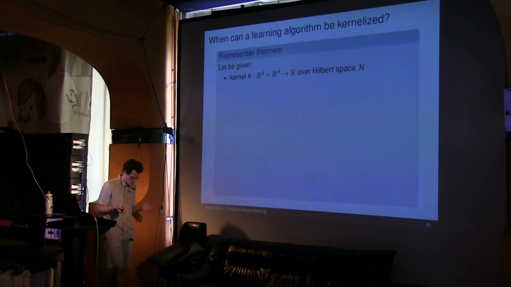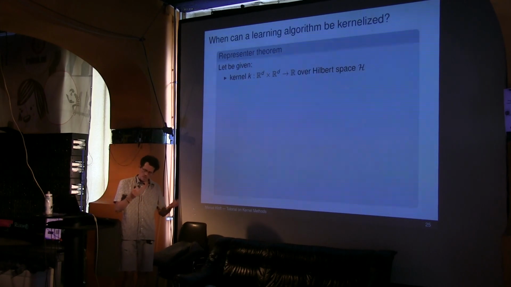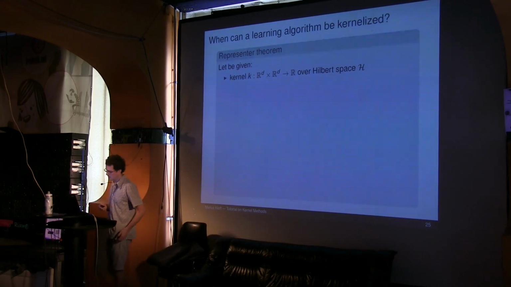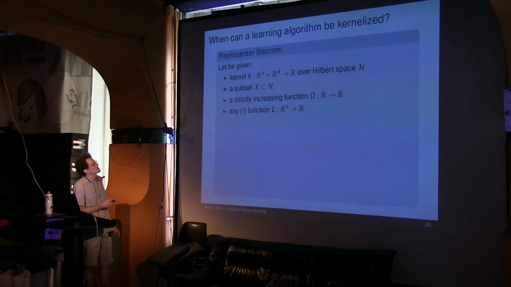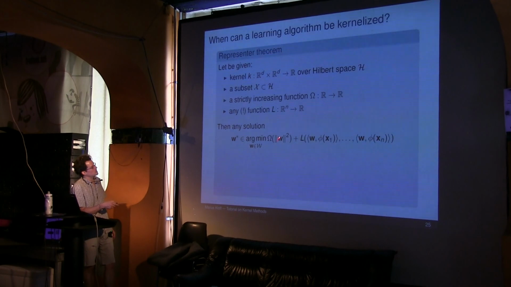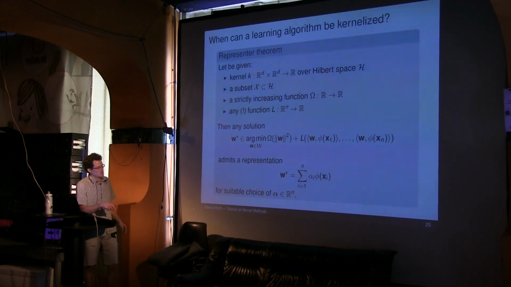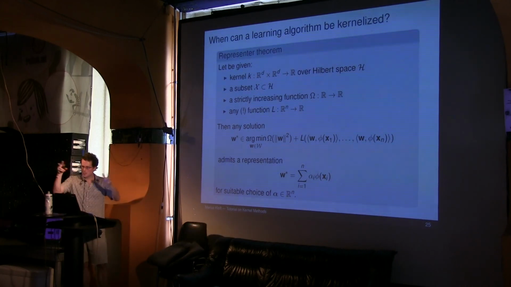So more generally, there's the following we can do. The question is, does this work also for other algorithms such as SVMs? And the answer is, of course, yes. For instance, for ridge regression, it also works. And generally, there's a very nice theorem that says if we have a kernel and a strictly increasing function on the quadratic norm of the parameter vector plus a loss function, then any solution of this problem admits a representation such that the parameter vector is in the span of the data in feature space, in the high dimensional space.